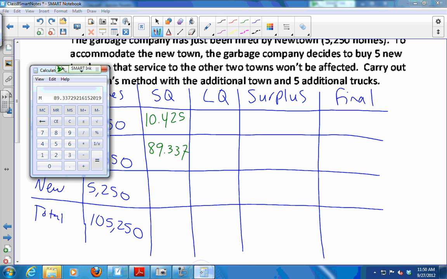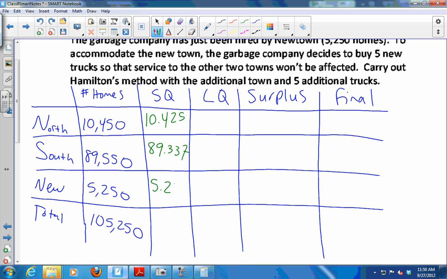And then Newtown, 5,250, 5.237. So when I add those up, I should get 105 trucks. Add up all those exact values, I get 105 trucks. Lower quota round down, so I have 10, 89, and 5. But that only adds up to 104. So I have 1 truck to give out.